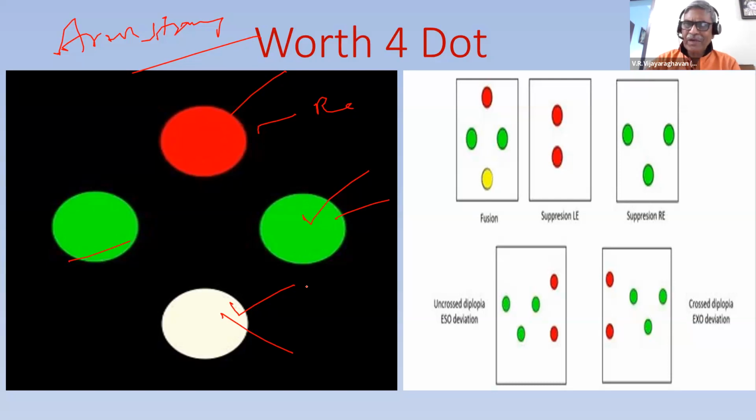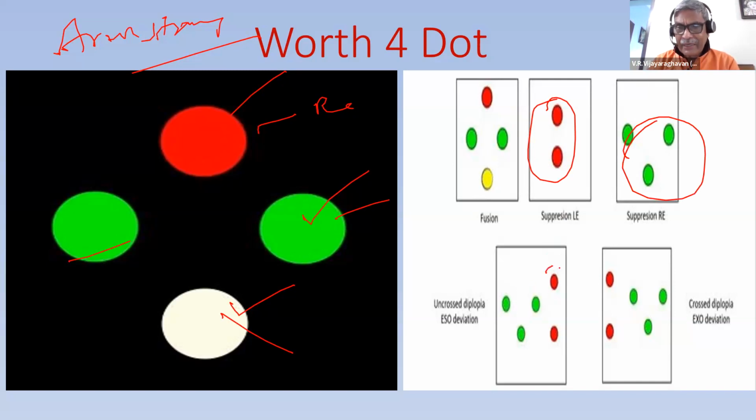Suppose the patient tells you, sir, I can see red only. That means the left eye is suppressed. And if the patient says, sir, I see green only, that means the right eye is suppressed. That means you can find out suppression in this case also.